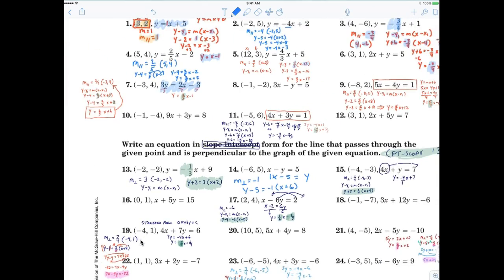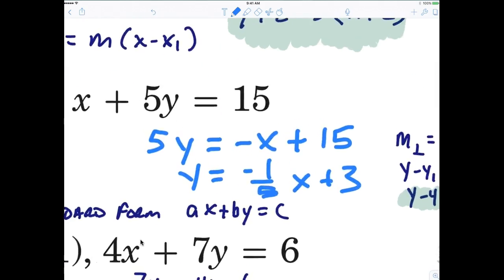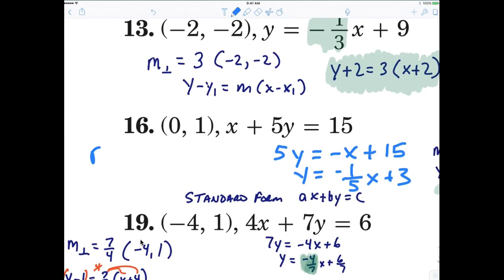Let's go ahead and take a look at question 16. I need to find the slope, so I have to subtract x. So 5y equals negative x plus 15, dividing by 5, y equals negative 1/5 x plus 3. Now I know the slope of this line is negative 1/5, so the slope of the perpendicular would be the negative reciprocal, which would just be 5.